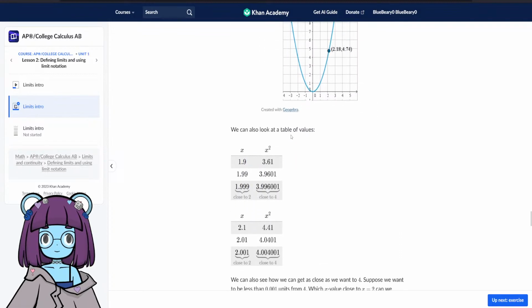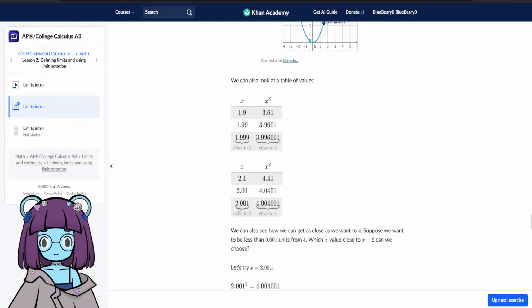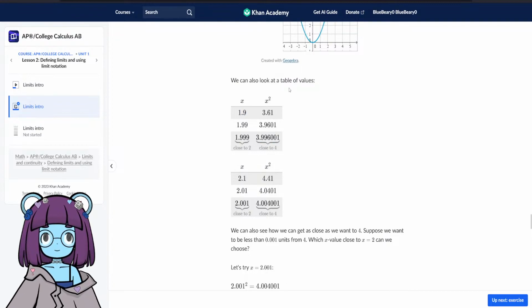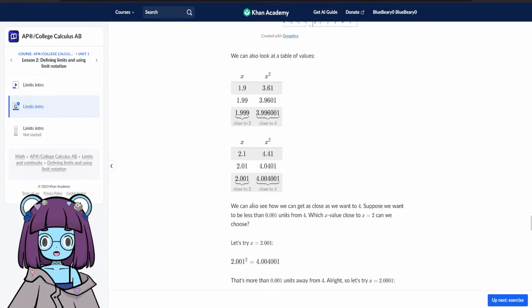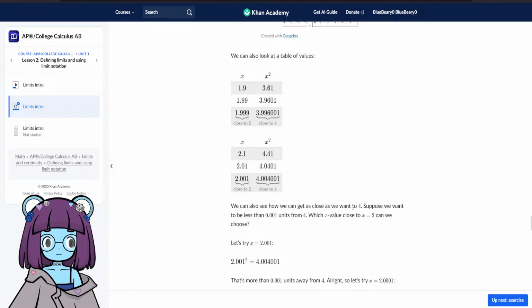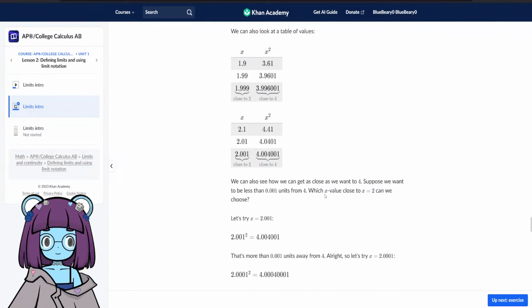You can also look at a table of values. So when it gets close to 2, it gets close to 4. And from the other side, so this is from the increasing side, and this is from the decreasing side, from 2.1 getting close to 2, it is also close to 4. We can also see how we can get as close as we want to 4. Suppose we want to be less than 0.001 units from 4, which x value close to x equals 2 can we choose?